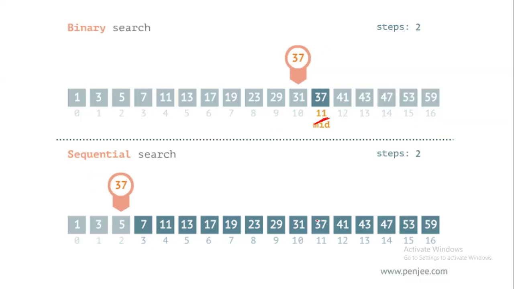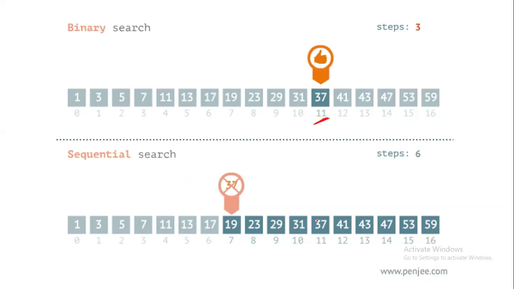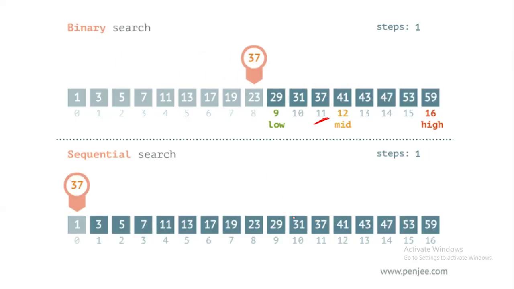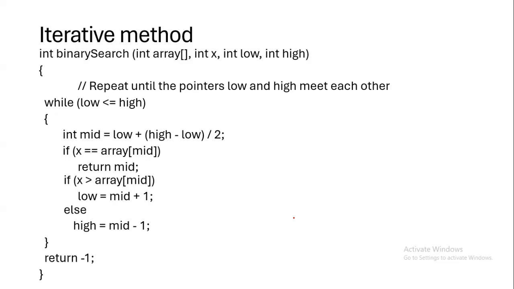So from the diagram it is very clear that the number of steps required in binary search is less as compared to the sequential search. Now moving to the implementation part, the iterative implementation uses a while loop to iteratively divide the search space into two parts. This means the given implementation makes use of the divide and conquer approach. So let us first understand the algorithm step by step.